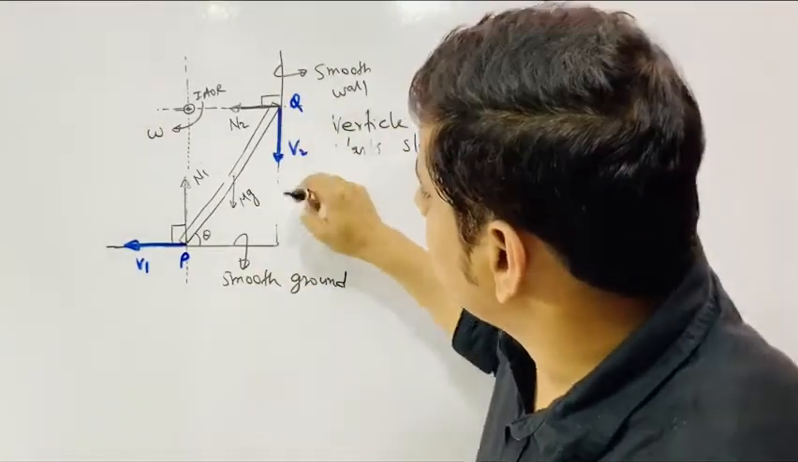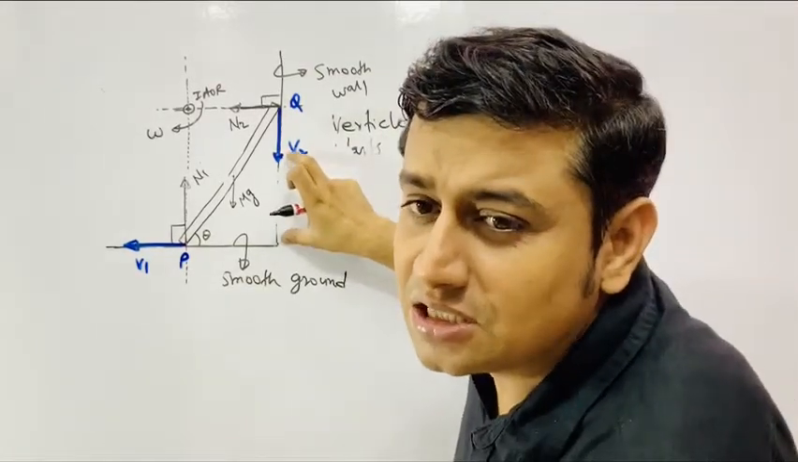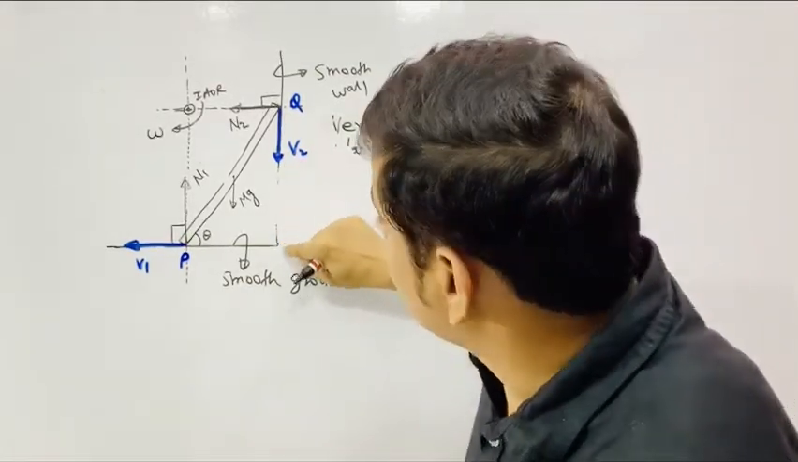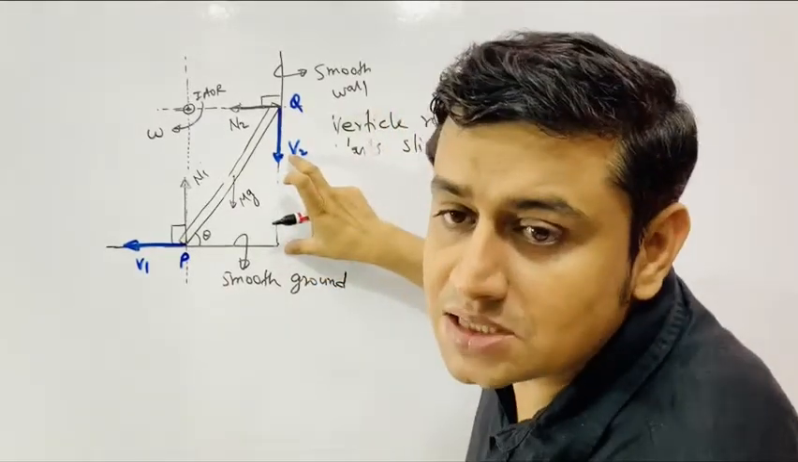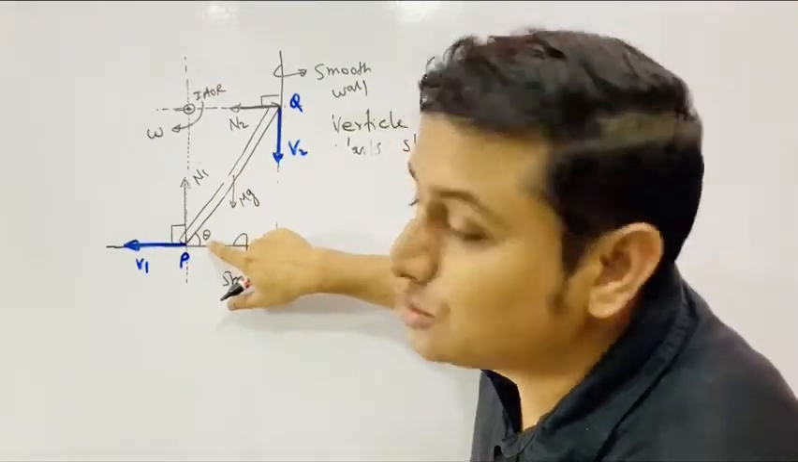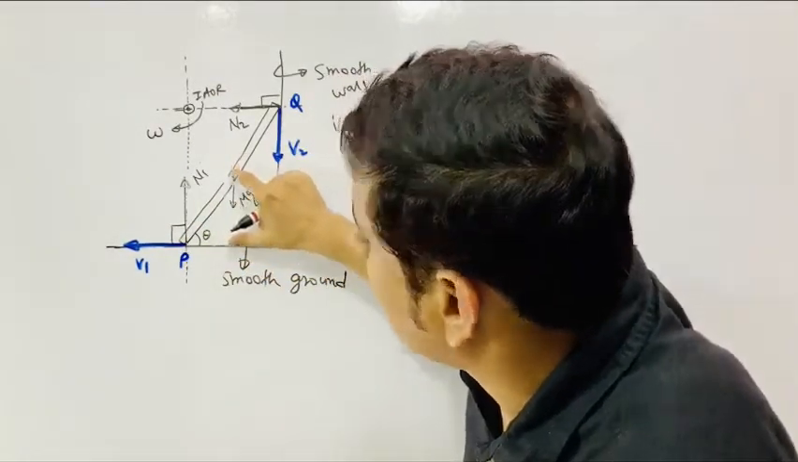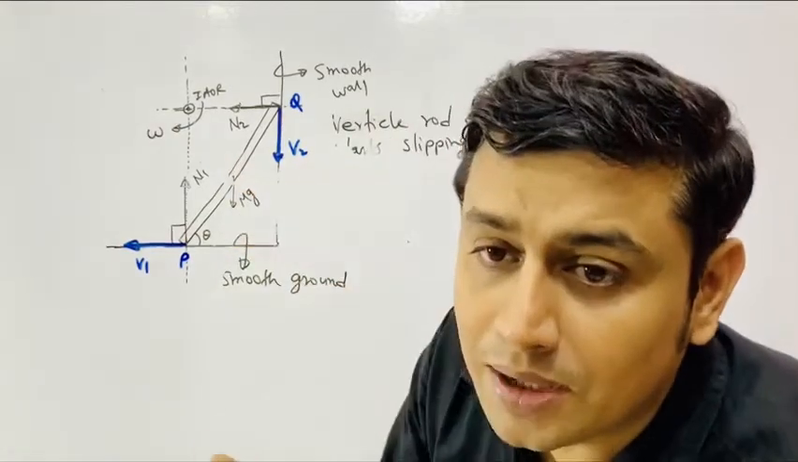Initially, the center of mass was at a vertical height of L by 2. What is the height of the center of mass? L by 2. Now, what is the height of the center of mass? L by 2 sine theta. What is L by 2? From here to here, L by 2. The height of the center of mass now is L by 2 sine theta.